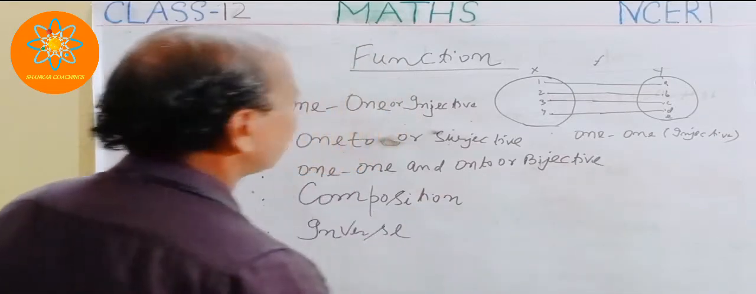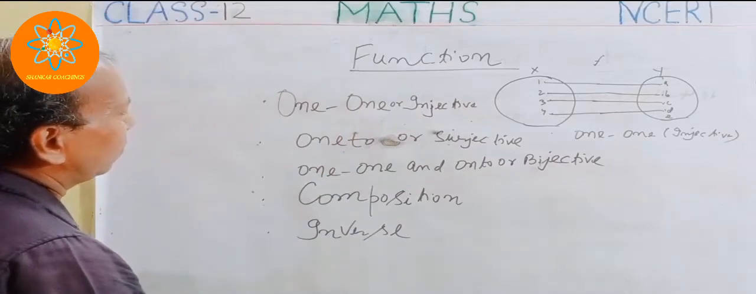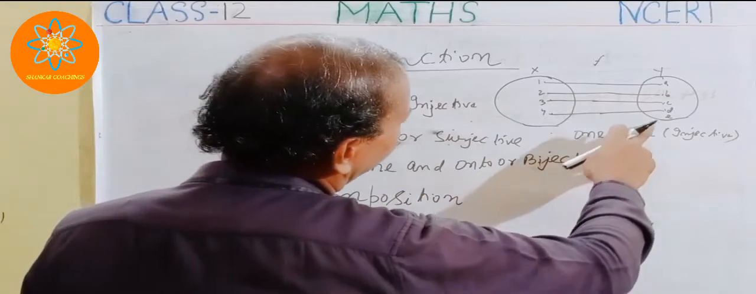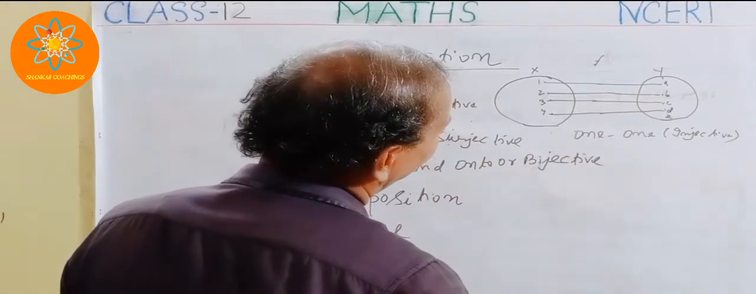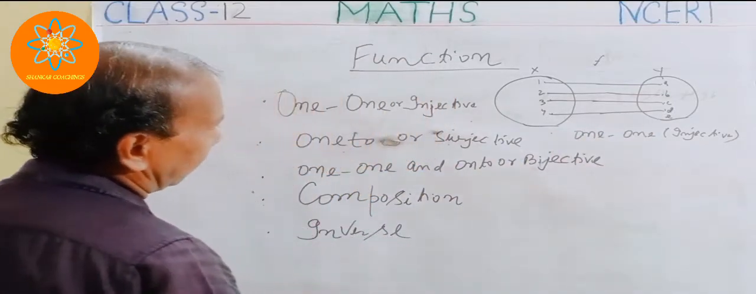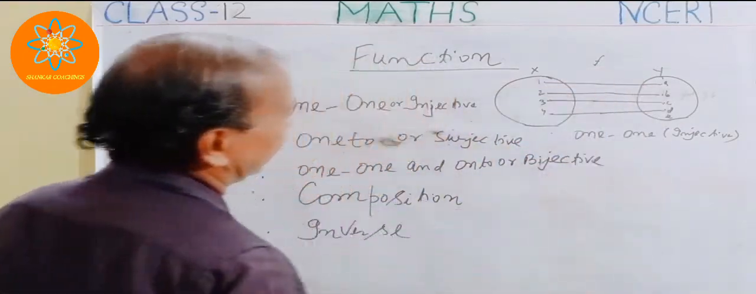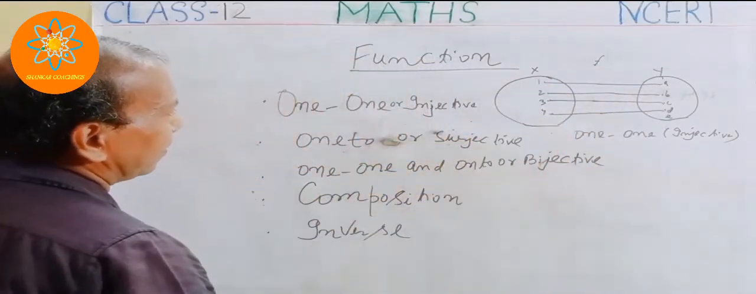Now let's suppose the second one is your onto or surjective. Mind it, in the one-one, there is one element left here. And the images of X are in the Y, and one element is also left there.